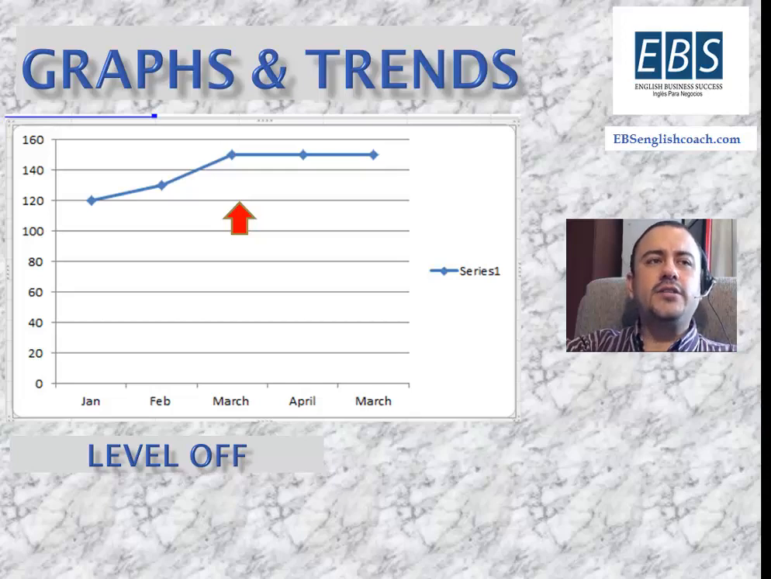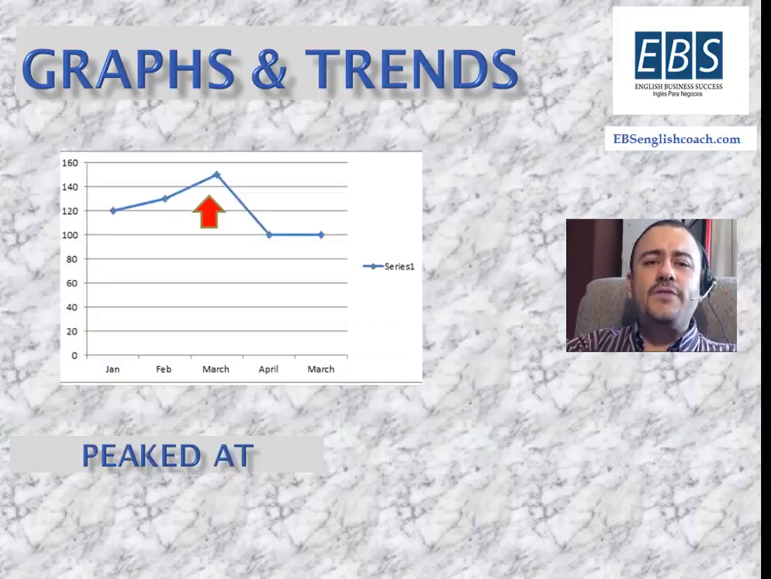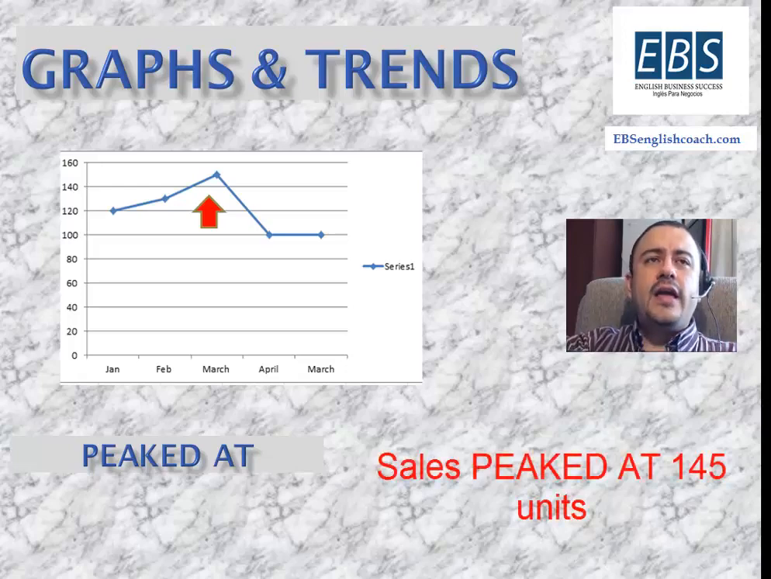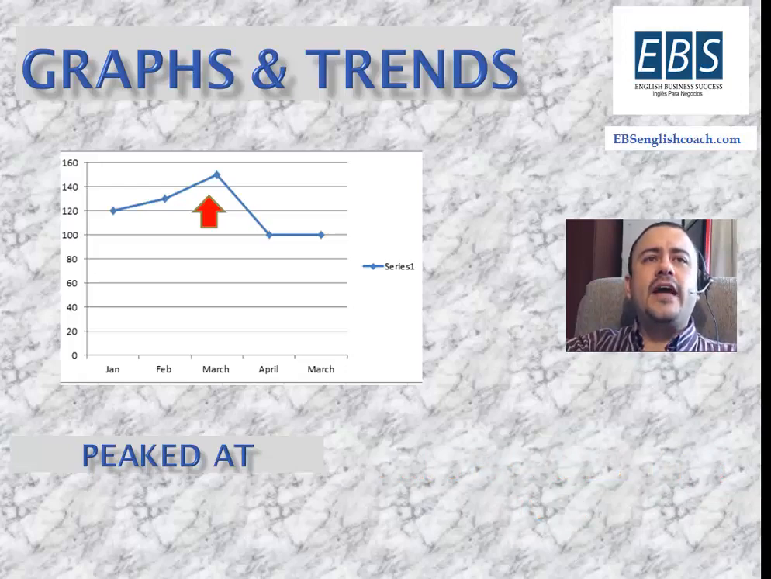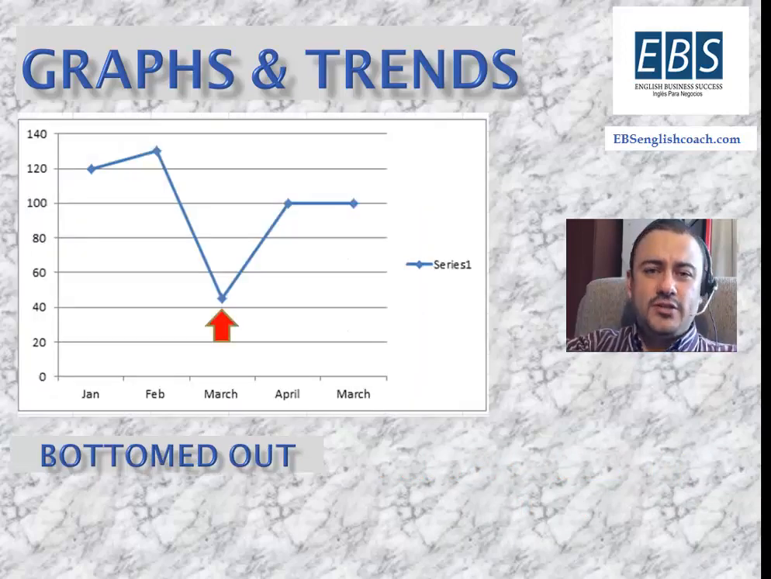Level off, right? The next situation we have here is when we hit an all-time high. And this situation we describe as peak. So we can say that sales peaked at, and then you describe the number. Sales peaked at 145 units in March. Peaked at.